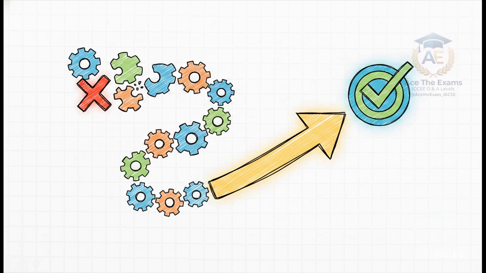Show all your workings. We call this the advanced technical methodology. Especially with those tricky, complex adjustments, if you make a tiny math mistake early on, but you logically process that incorrect number through the rest of the accounts, guess what? You will still capture those crucial method marks.